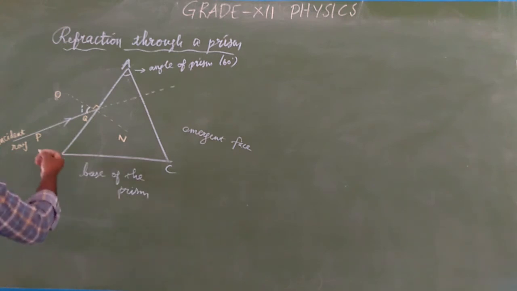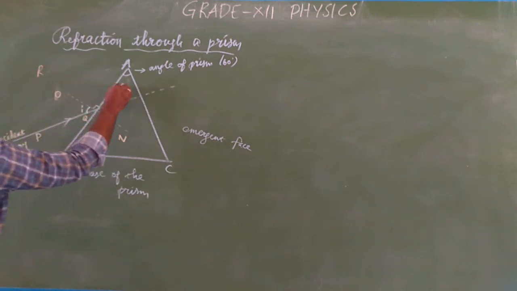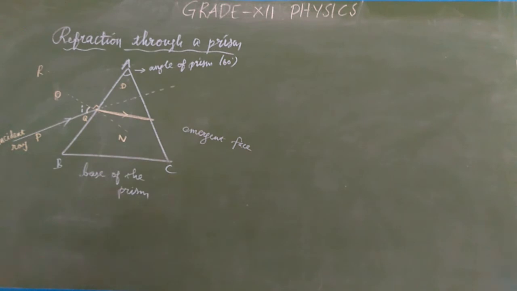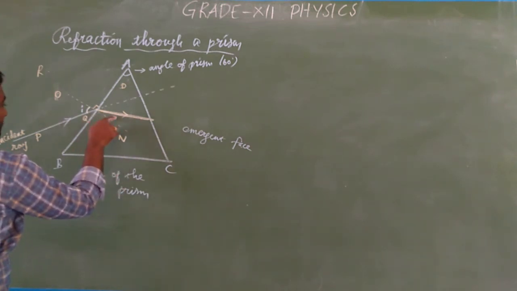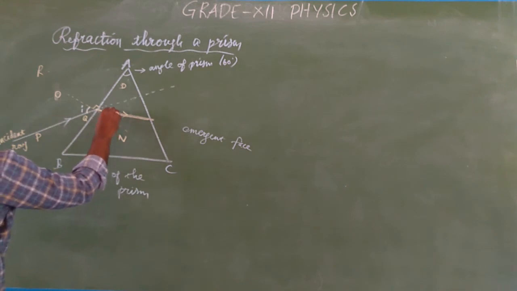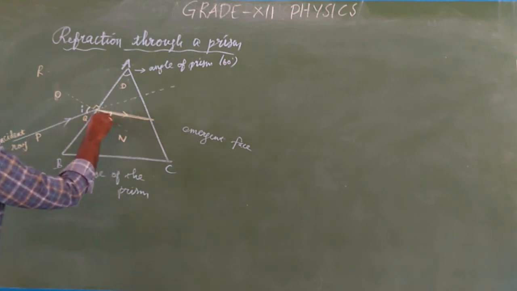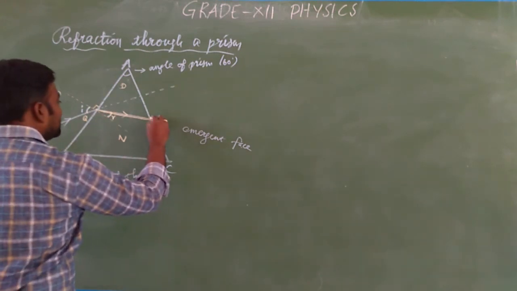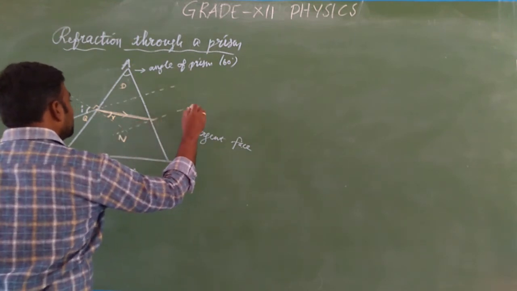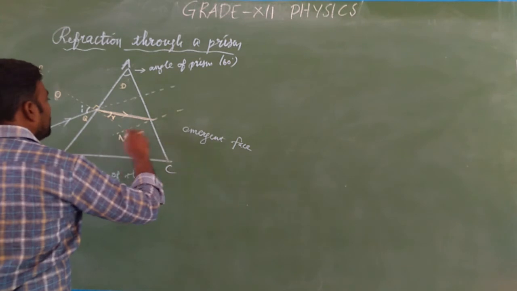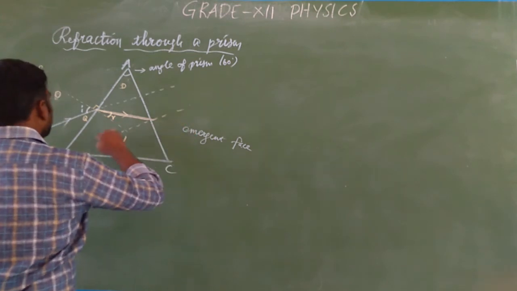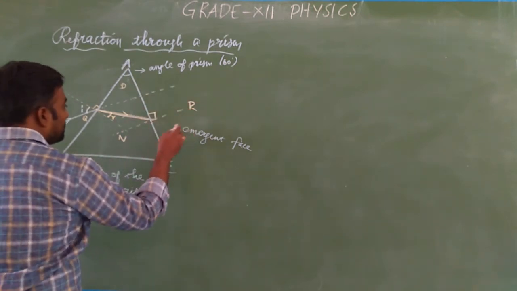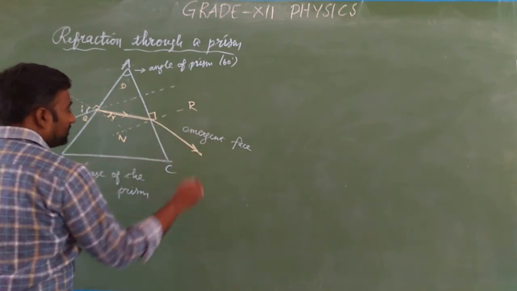But we know the concept: from rarer to denser, the ray bends towards the normal. This bending of light rays from one transparent medium to another is called refraction, and this is the refracted ray. The refracted ray makes an angle to the normal, which is the angle of refraction. Again, from this point we draw another perpendicular line, another normal, NR. Again, from denser to rarer medium, the ray bends away from the normal.